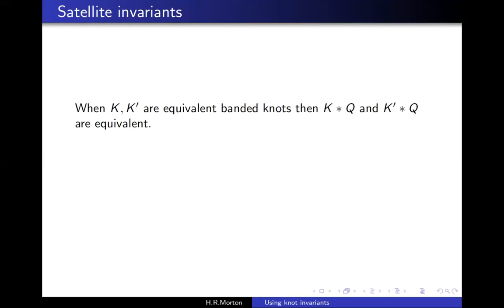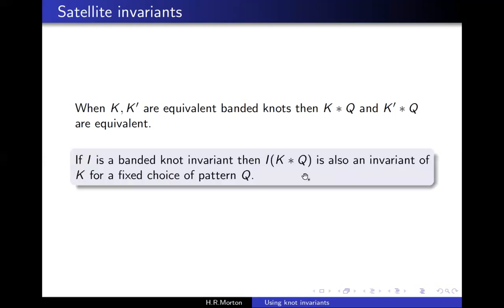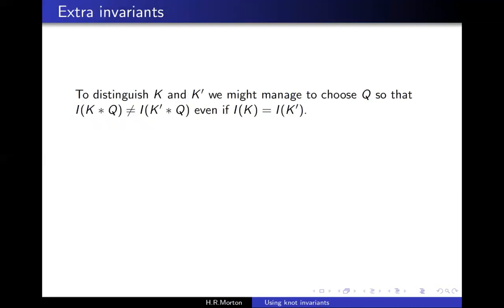So, of course, what you then know is that if I is a banded knot invariant, then you could use I on K star Q to think of this as another invariant for K, for a fixed choice of pattern Q. And it might be that you might be able to choose Q so that even if K and K prime are not distinguished by I, K star Q and K prime star Q might be distinguished by I, and so you would have another way of telling them apart.